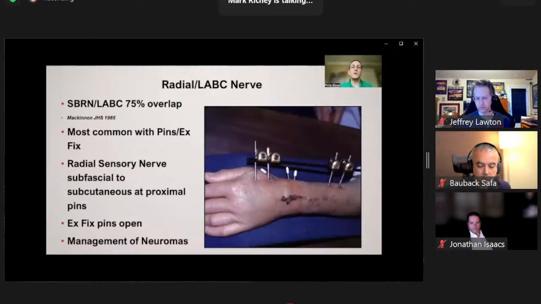In terms of the radial sensory nerve and the lateral antebrachial cutaneous nerve, Dr. McKinnon taught us years ago that in 75% of our patients, there is overlap between the distributions of these two nerves. So distinguishing neurologic symptoms between the two is complicated. These problems are most common with the placement of pins and external fixation. But as you can see with this image here, many of these patients have both of these, so it's difficult to know which technique is the culprit.